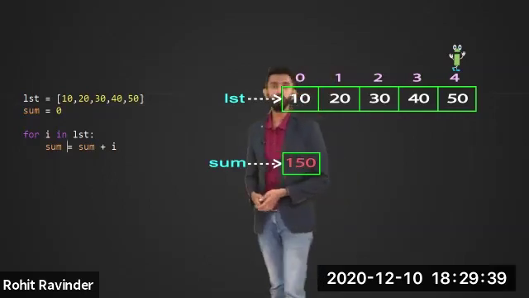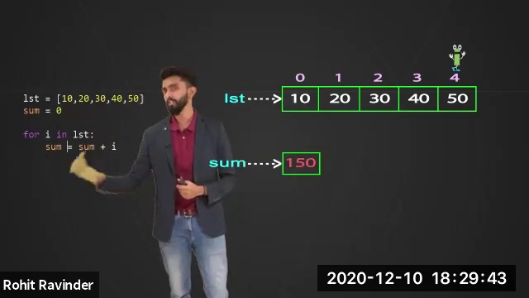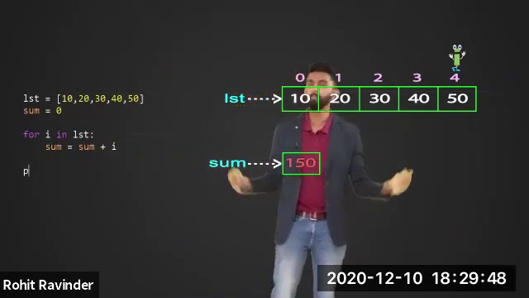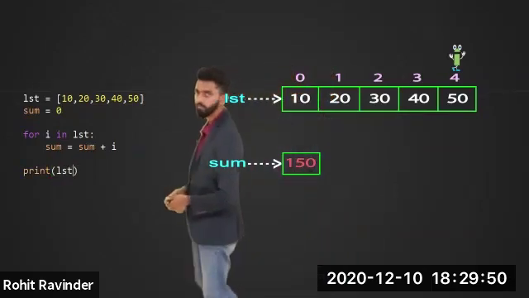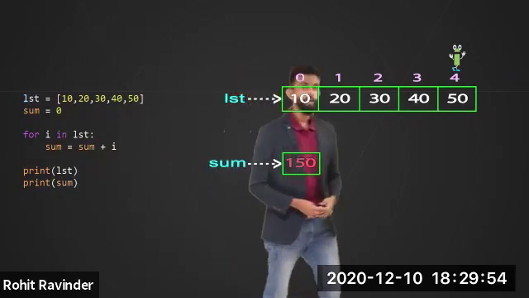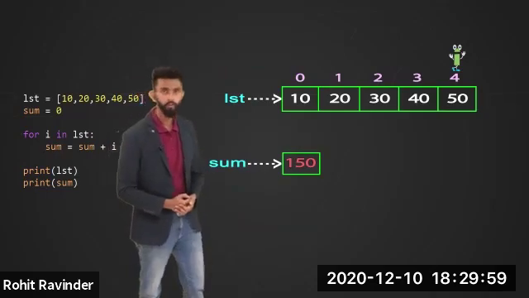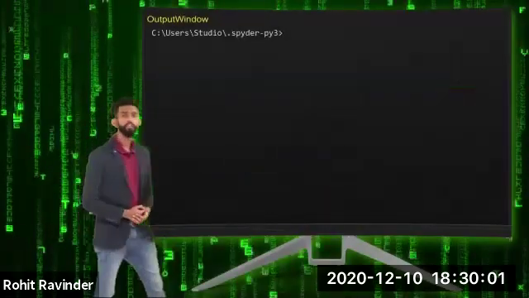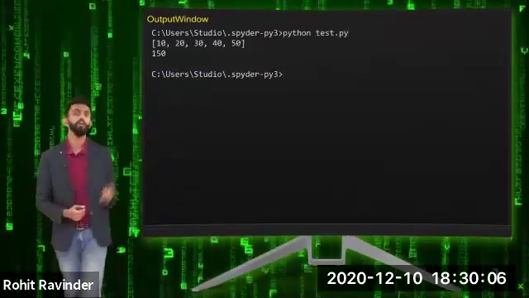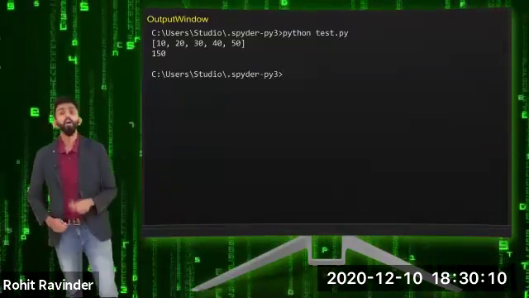Any confusion till here? Once this loop gets over, sum should have your updated value. Really, you might ask, yes, I'll come outside the loop. I'll print my list. I will print the value inside sum. Both I will print. Will this work? Let's go check it out. If I go back to my execution window, put in the relevant command and press enter, you can notice 10, 20, 30, 40, 50, 150 is the sum. It works like magic. Good.